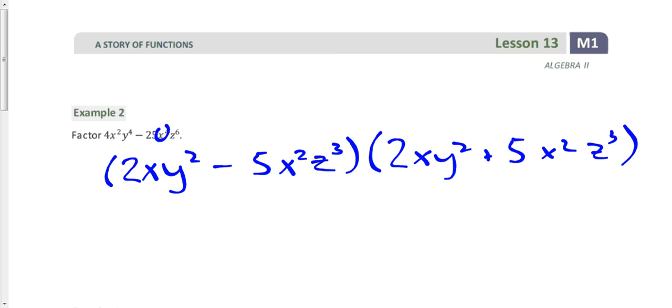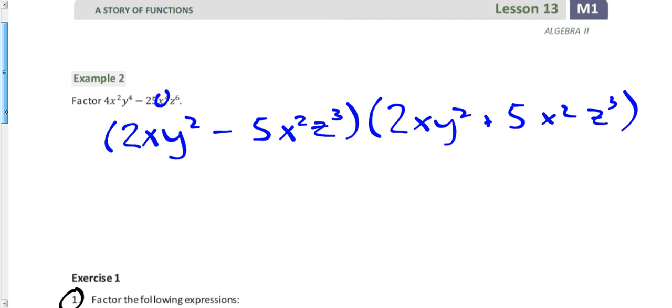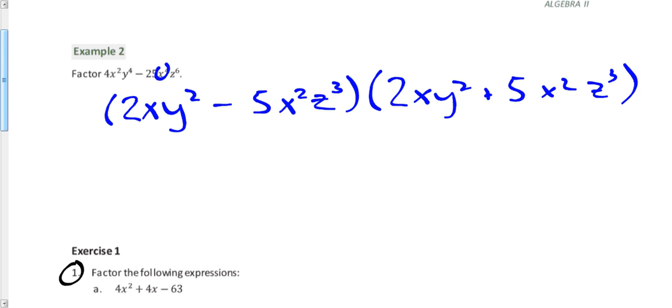Now, I saw Caleb do it this way. I saw Brandon do it this way. And I think I saw one other person do it this way. Let's do another step first. Do these two guys share factors? What factors? X squared. So let's factor out x squared.